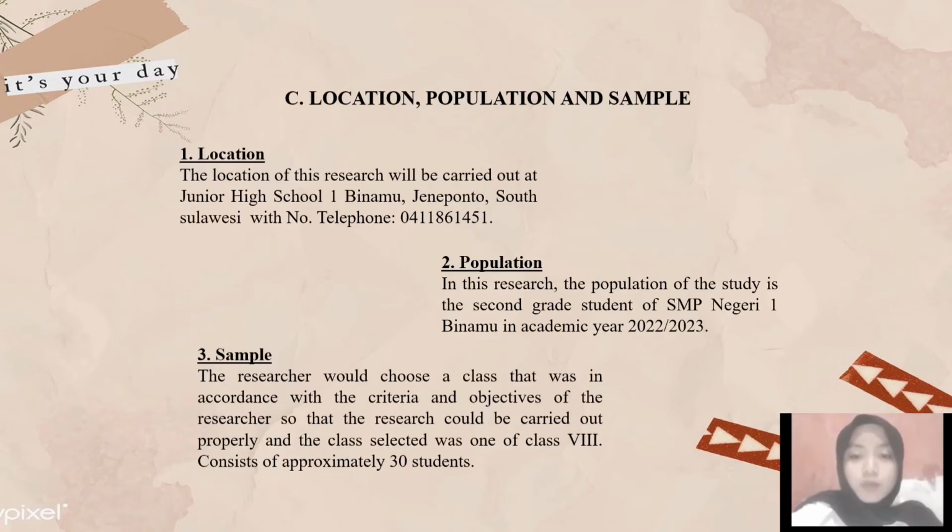Next is location, population, and sample. Location is the place where the research will be carried out. The location of this research will be carried out at Junior High School 1 Binamu, Jeneponto, South Sulawesi. The reason for choosing this location is that SMP Negeri 1 Binamu is one of the favorite schools that is in great demand. So the researcher wants to test the interest of its students in learning to write paragraphs by using visual media illustration.